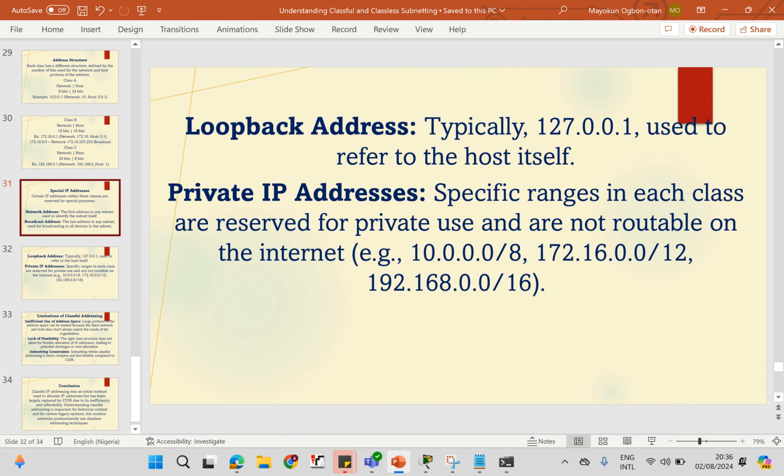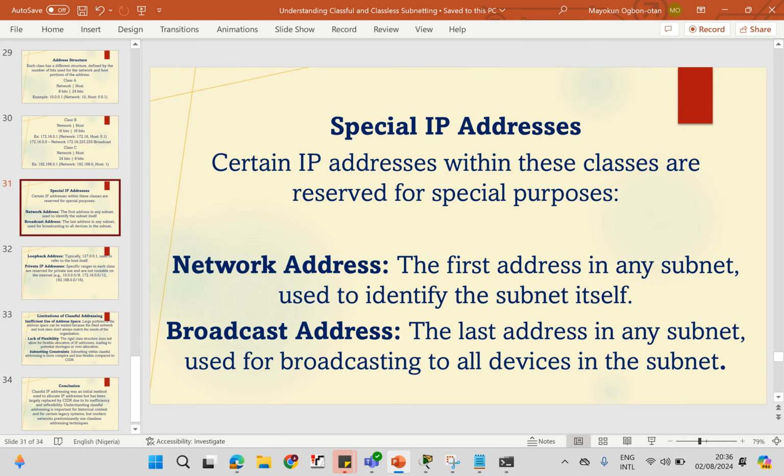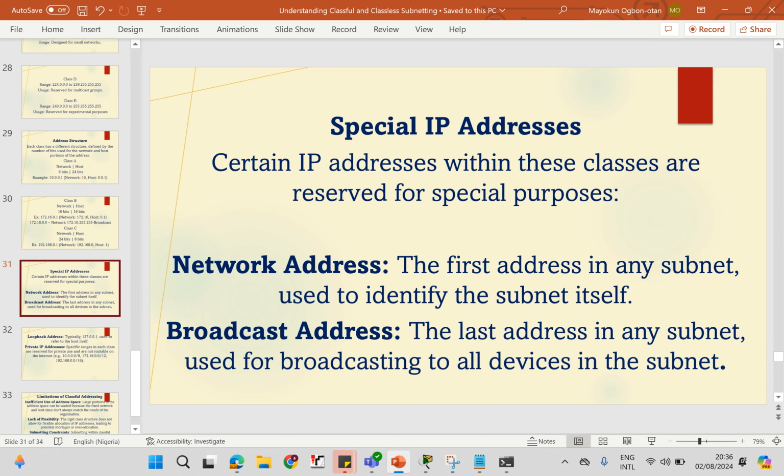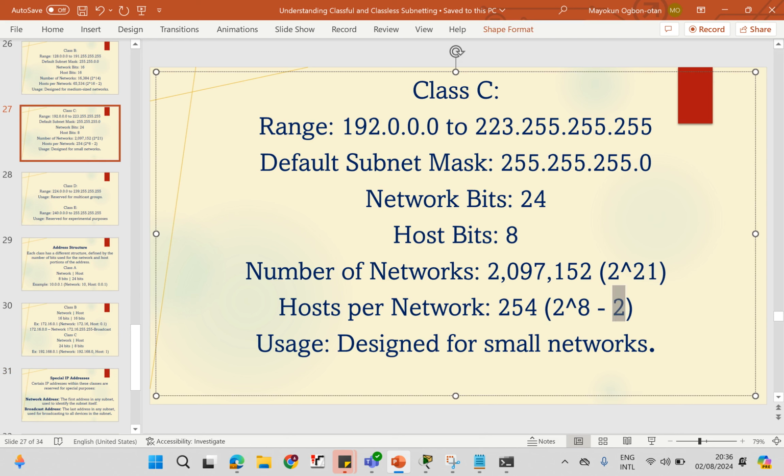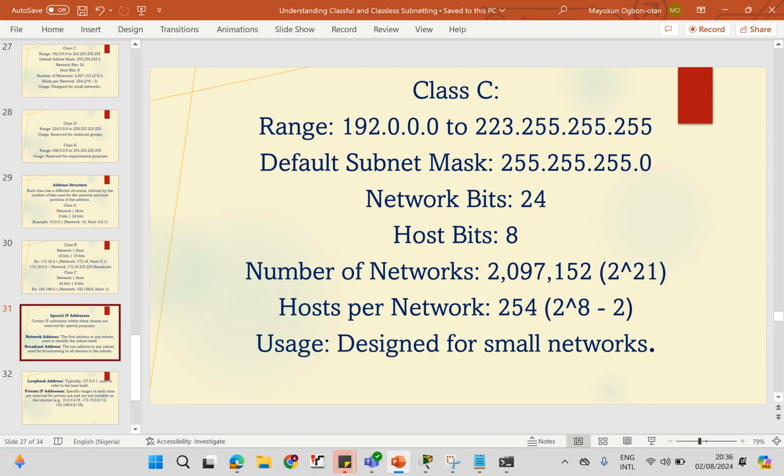So the broadcast is the last address in any subnet, used for broadcasting to all devices in the subnet. So that last IP is the one they use to talk to everybody. Hello, are you there? Hello, are you there? So these two addresses are always reserved. That's why you will see that when we're talking there, they were using -2. This -2 is talking about the network and the broadcast IP.